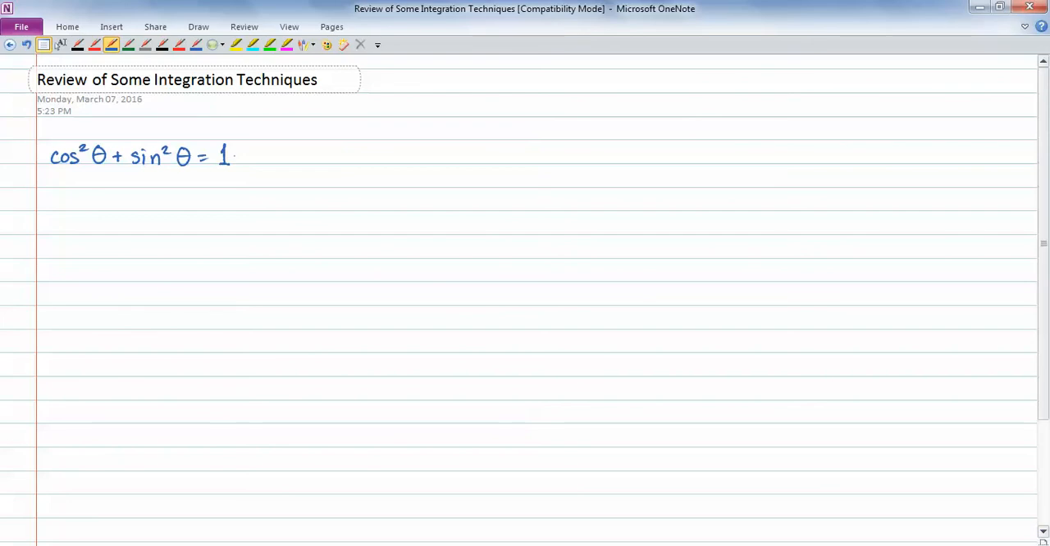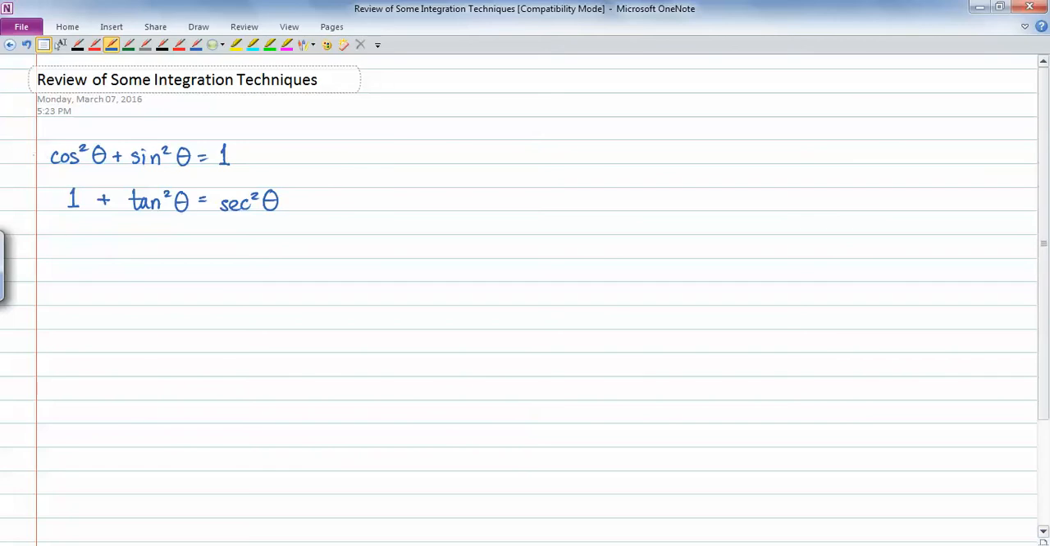Like if I were to divide everything by cos squared, then the first term would turn into a 1, and then the second term would turn into a tan squared, because sine over cos is tan, and then the third term would turn into 1 over cos squared, which would be secant squared. Okay, so there's another trig identity, and then a third trig identity.